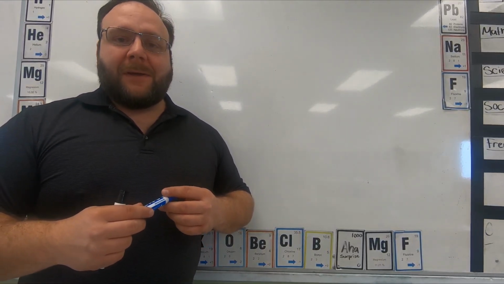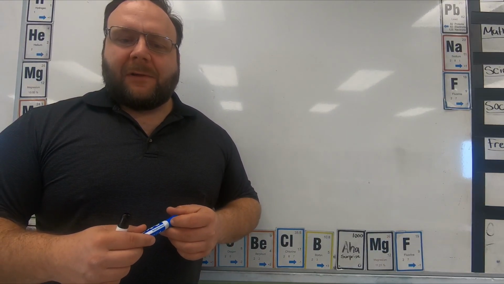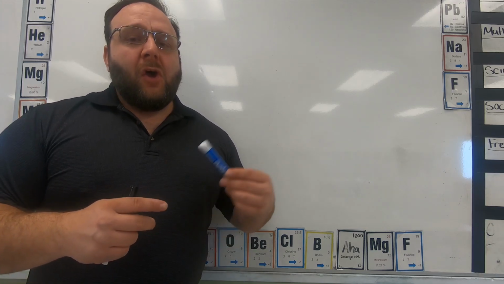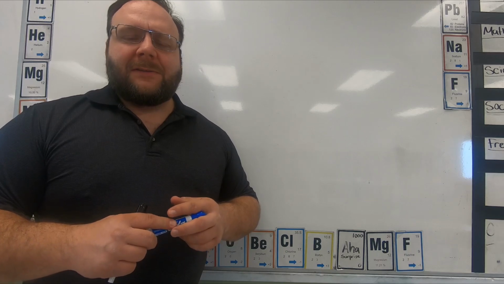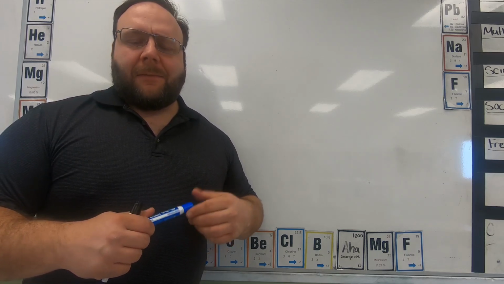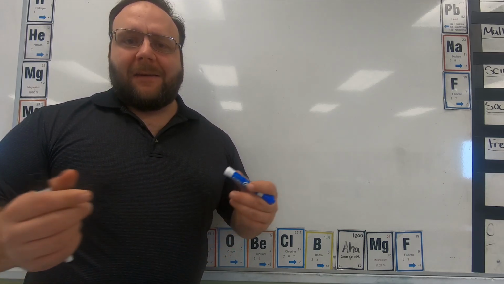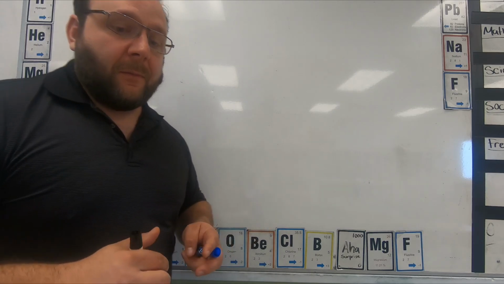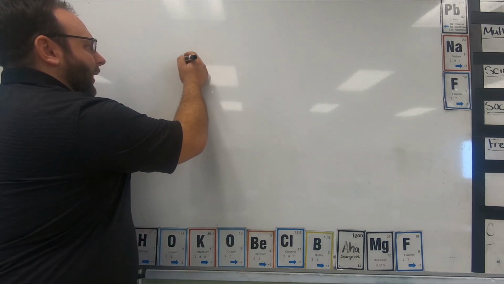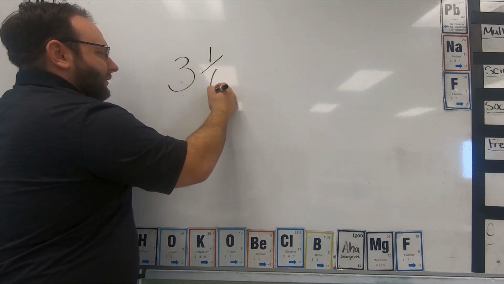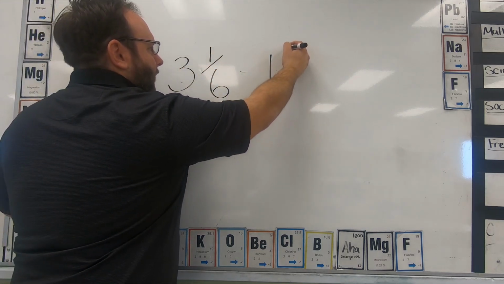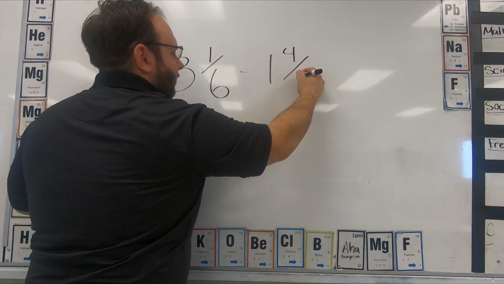We're going to be subtracting mixed numbers today, which we've already done a few times in class. You've already had a few assignments on it. We're going to do a few examples on the board here. Feel free to pause the video if you want to slow down any steps you might need to look at, and again, ask questions if you need. So let's just do a few problems together here. We're going to start with a couple fractions. We'll do 3 and 1/6, take away 1 and 4/5.